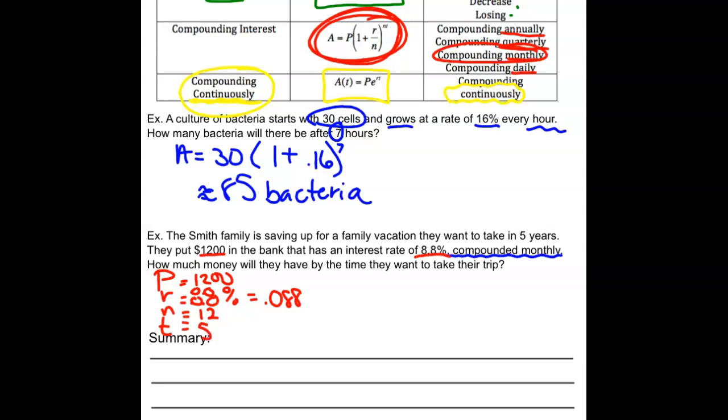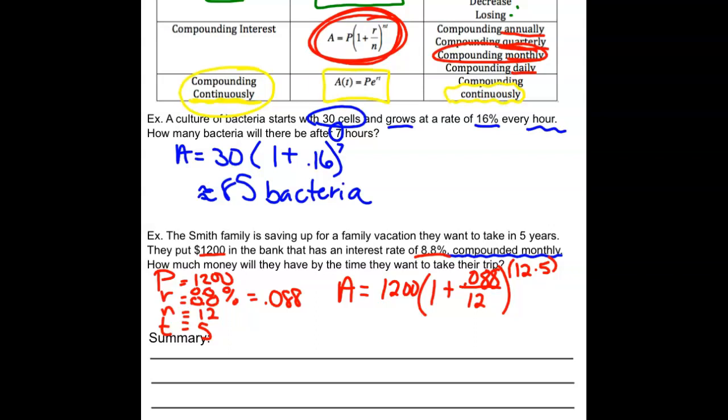Okay, so the total amount of money that we're going to have, our starting $1,200, we have 1 plus our interest rate as a decimal, 0.088, divided by the number of times it's being compounded, and then our power has to be N times t. So it's happening 12 times a year for 5 years. So our power would end up being a 60, 12 times 5.